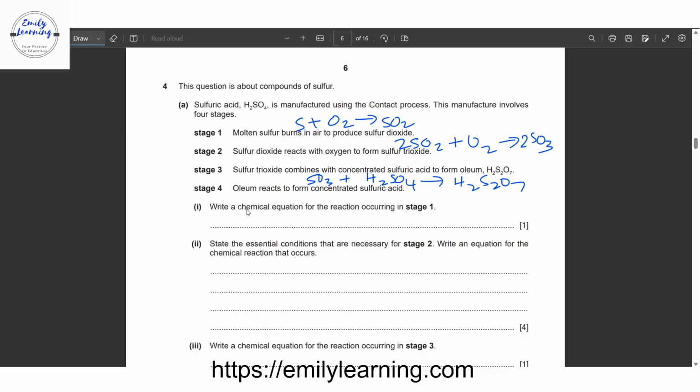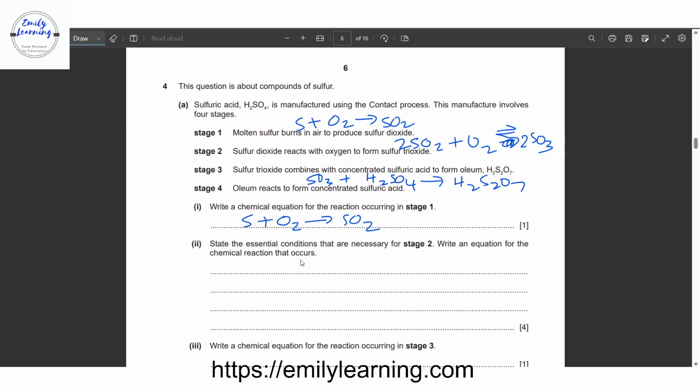Now you're asked to write the equation for the reaction occurring in stage 1, which I have already written. S plus O2, you form SO2. Next, you need to state the essential conditions that are necessary for stage 2. Write an equation for the chemical reaction that occurs. So you need to talk about the temperature, the pressure, and the catalyst used, and also the equation. And this is a reversible reaction.